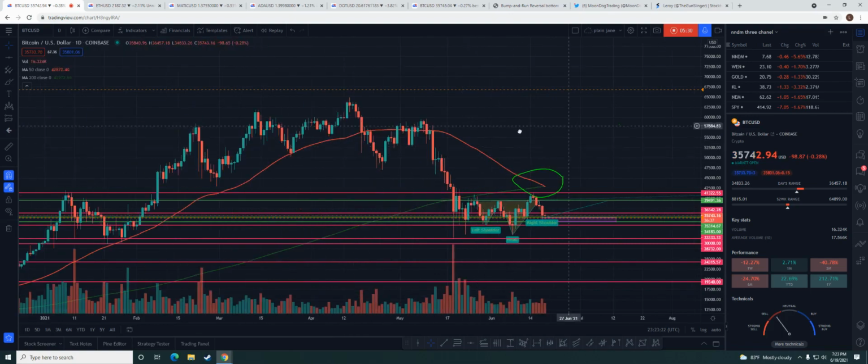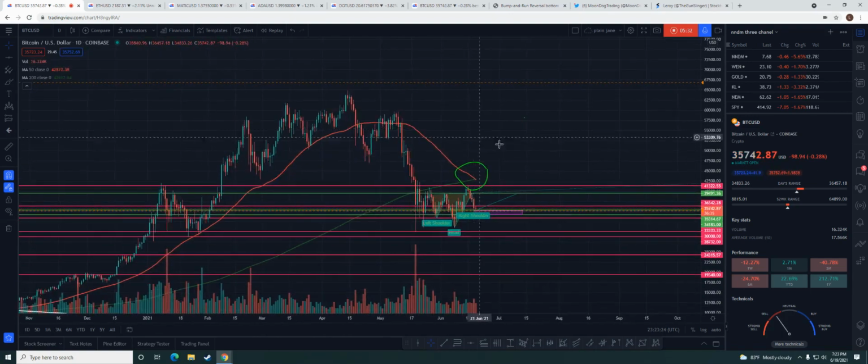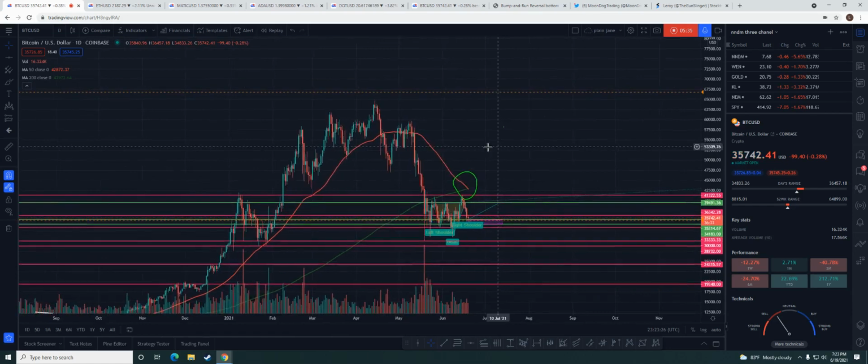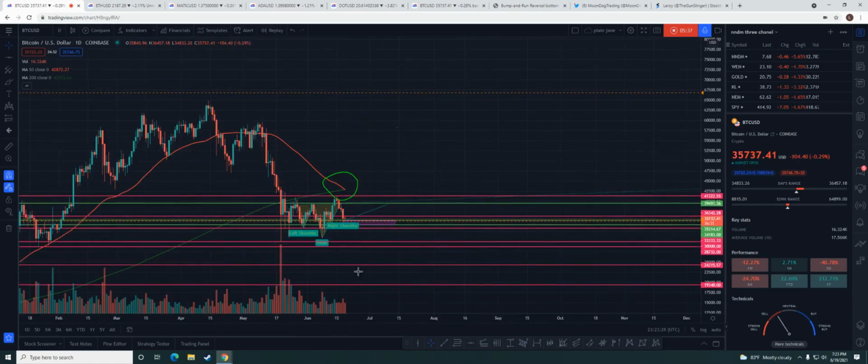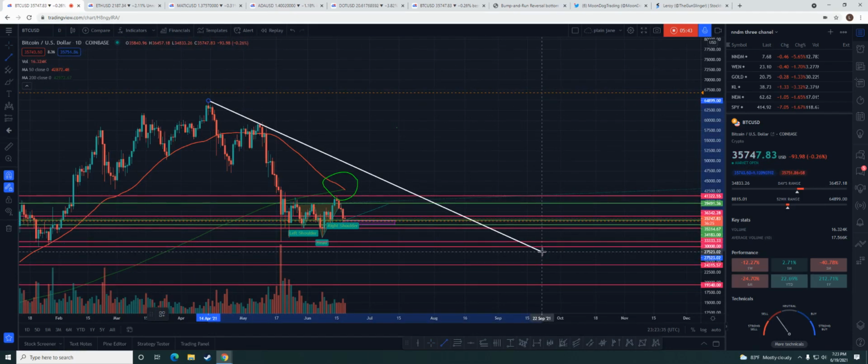So we're going to look at the bump and run, right? Because we had these bump and run patterns. So now what do we see here? All right. We can draw a line from here to the top. We got our touch point at the top. We're going to go to 30. We're going to go to about right here.